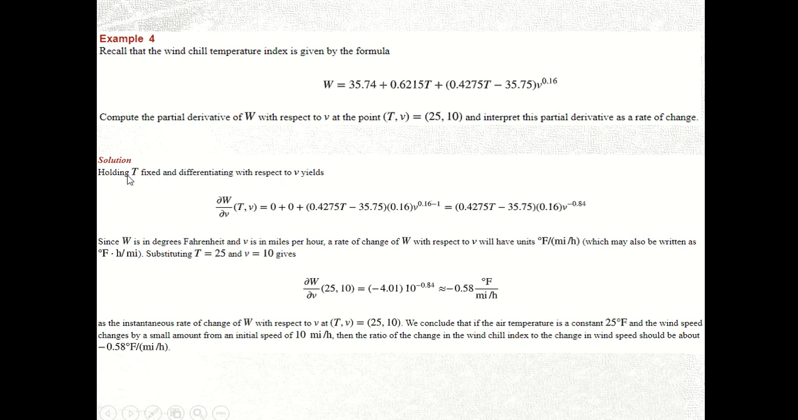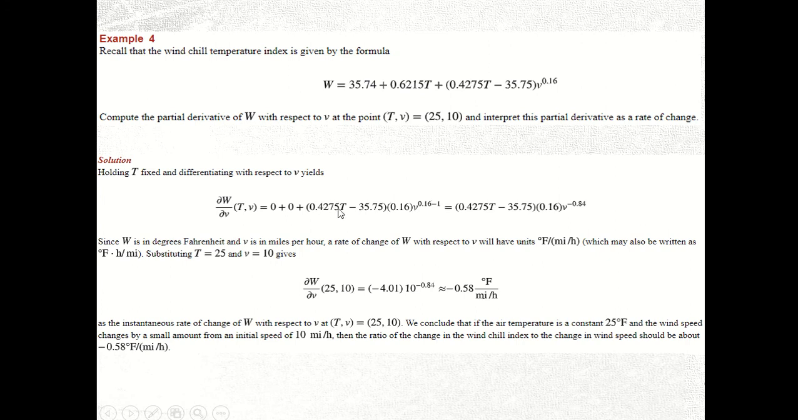Since we hold T as constant, the first term here, now this is our function, the derivative of this is a constant, so this is 0. And this is a constant multiplied by T, but we consider T as constant or fixed, so the derivative of this is also equal to 0. That's why we have 0 here. Alright, so what is left is this one.